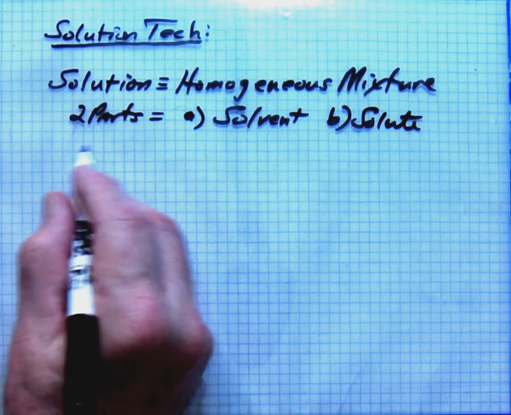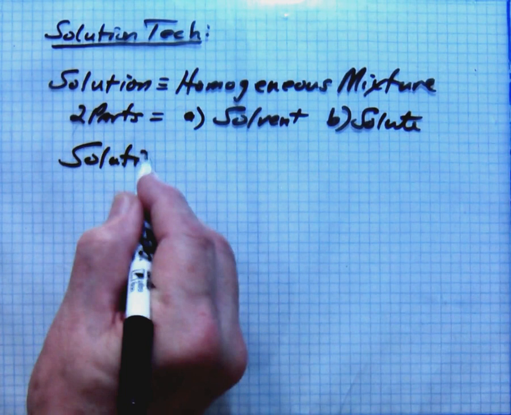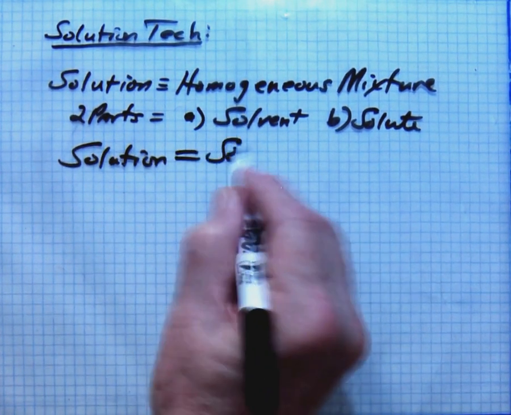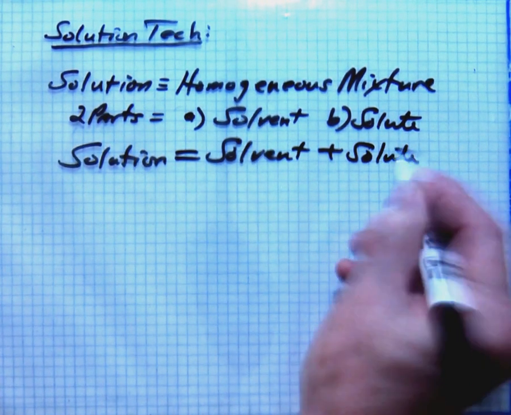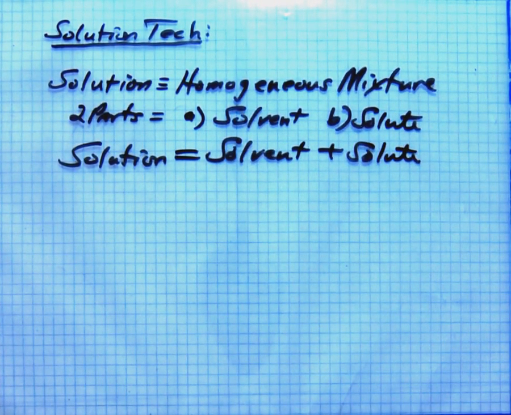Please note that a solution equals solvent plus solute. Okay? So if you've got 100 grams of solution, some of the weight of that 100 grams is going to be solute and some of it's going to be solvent.